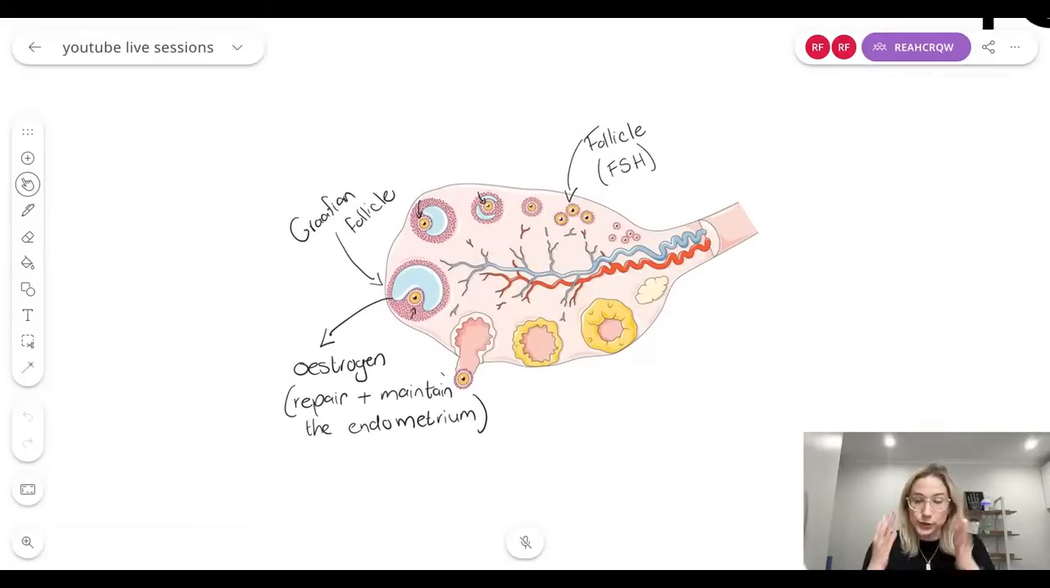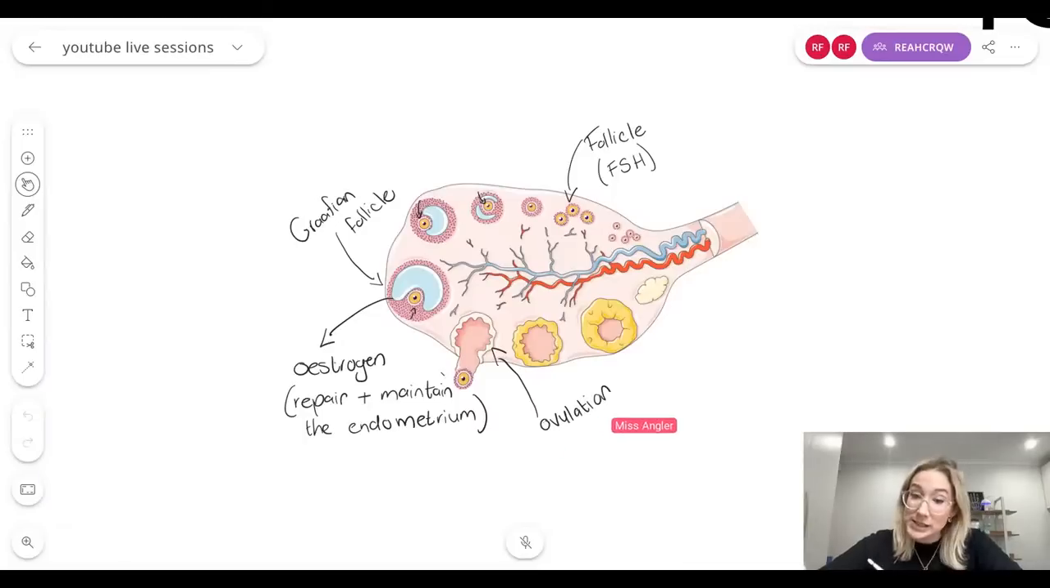Now, our estrogen is going to repair and maintain the endometrium. So basically, while we are developing an egg, we're preparing the endometrium for implantation, so for pregnancy, right? So we need to do two things at the same time. We need to make an egg, and then we need to give it somewhere to go. Now, we've made the egg, we've matured the egg. Now we want to release it. So that then brings me to the process that is happening over here, which is called ovulation.